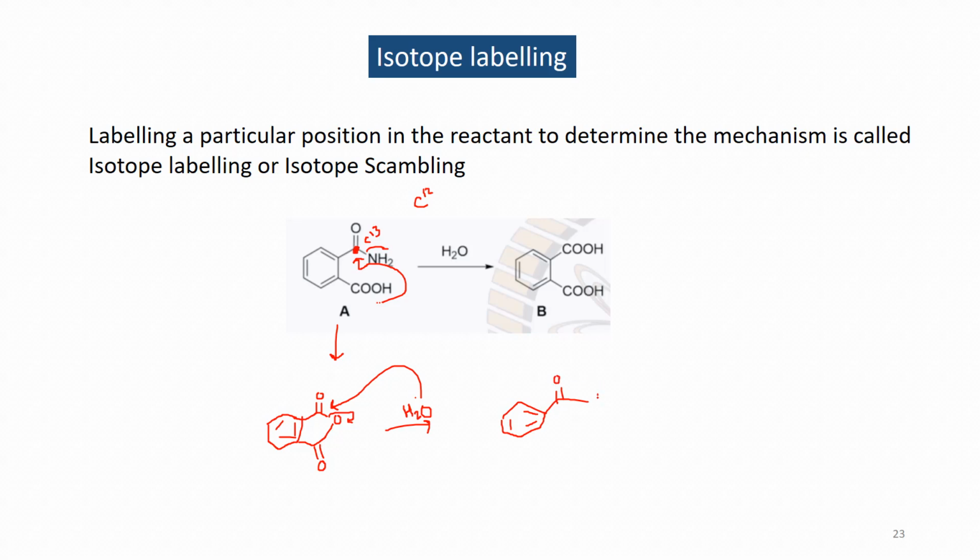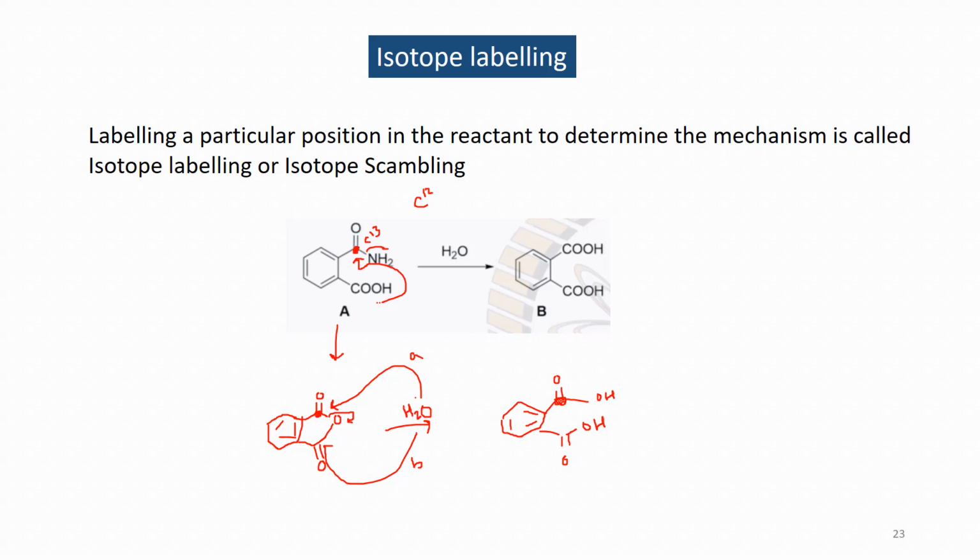Now you can see another possibility is attack at this bond. In that case also we will get this product. In both of them this carbon atom is marked.